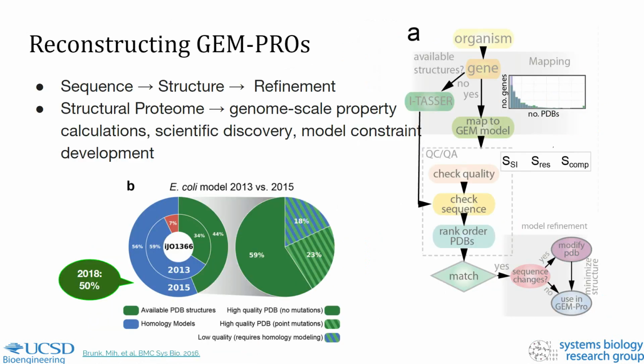The basic workflow of any GEMPRO is to identify all the genes in the organism, map their amino acid product to the PDB database, or use homology methods such as I-TASSER to determine what the protein structure is. Since sequences can map to multiple structures, the structure is refined and the best one is chosen. Using these GEMPROs, we can now compare protein properties within an organism's own reaction network or between multiple organisms.